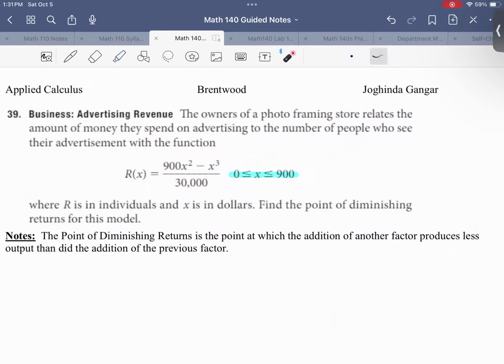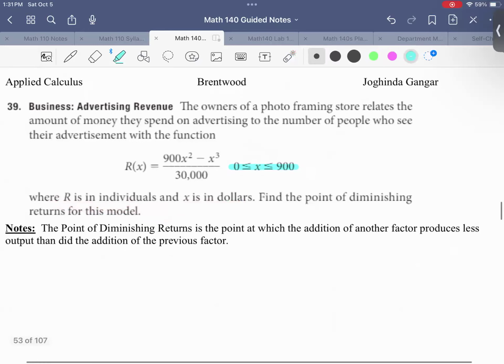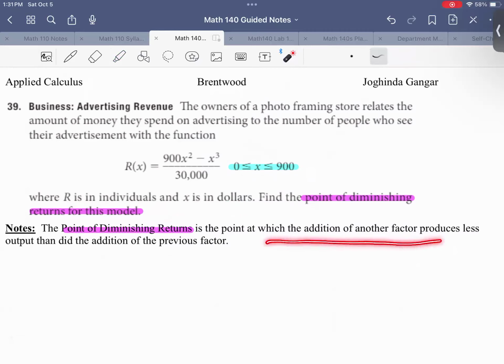Okay, so dollars spent. So R is individuals, X is in dollars. And the question here is find the point of diminishing return for this model. So what does that mean? Point of diminishing returns is a point in which the addition of another factor produces less output than the addition of the previous factor. Meaning at this specific point of diminishing returns, after that, you're just not going to be making as much money.